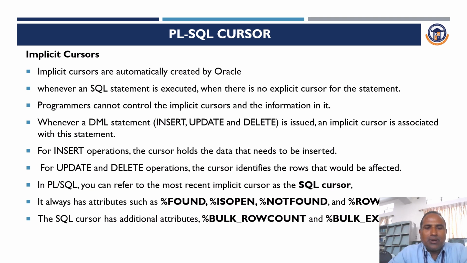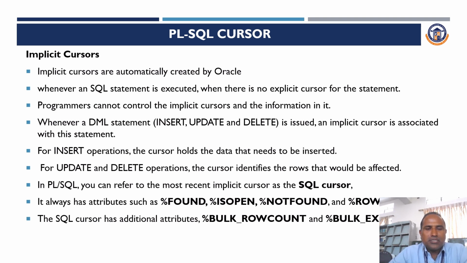Whenever an SQL statement is executed and there is no explicit cursor for the statement, an implicit cursor is created automatically. Programmers cannot control the implicit cursors and the information in them. Whenever a DML statement like insert, update, or delete is issued, an implicit cursor is associated with it. It is the default one, so we don't need to create it explicitly.